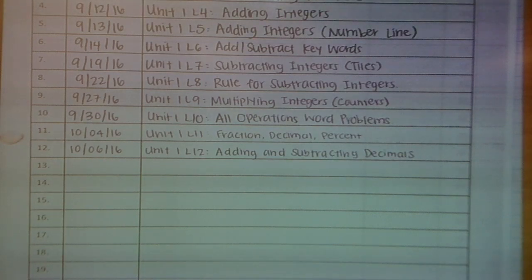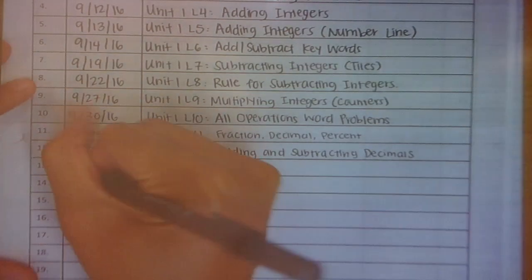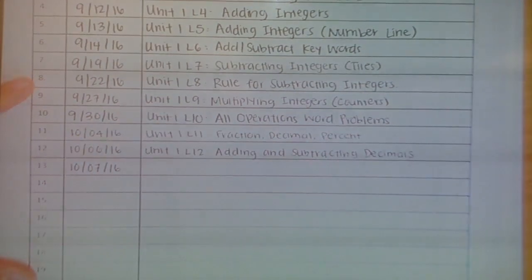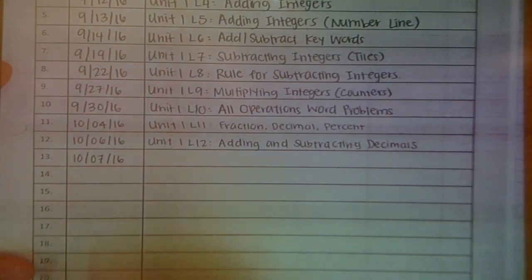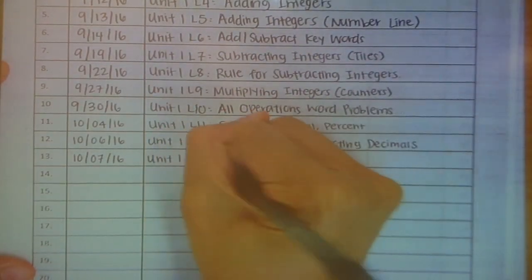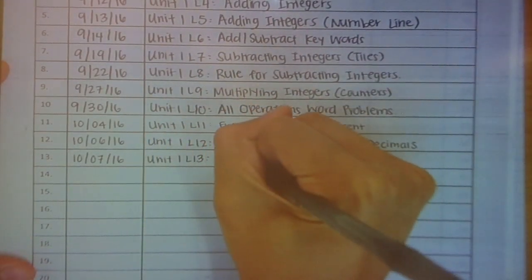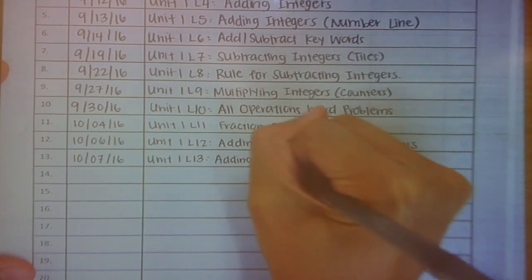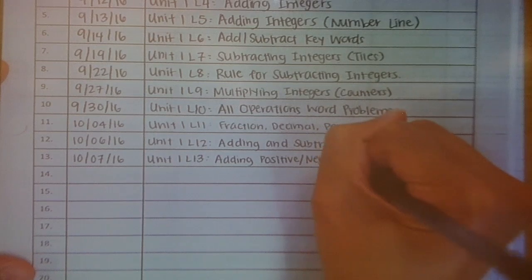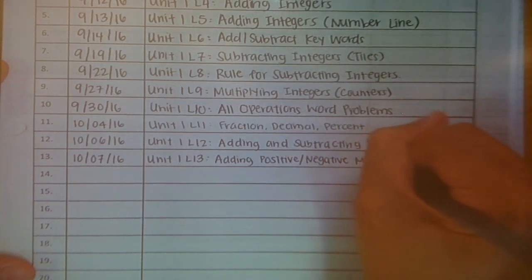Today we are going to be talking about adding mixed numbers. So let's write in our table of contents. Today is October 7th, 2016. This is Unit 1, Lesson 13. We are adding positive and negative mixed numbers.